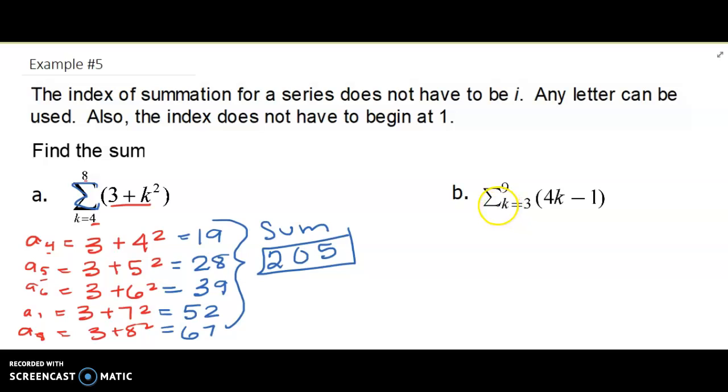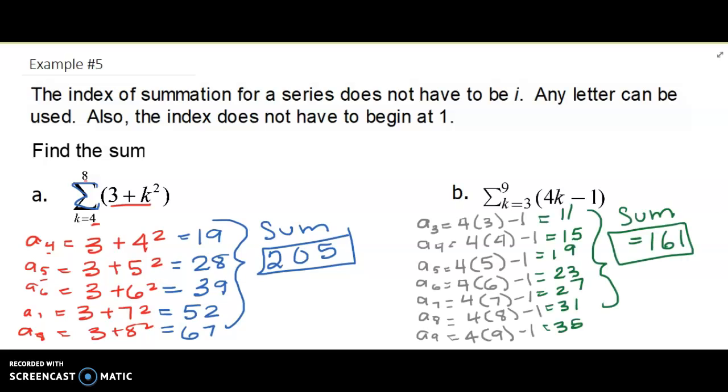Okay, so I want you to go ahead and pause this, try B on your own, and then I'll go over it. All right, this is what I got for B. Now we're going from k equals 3 to k equals 9, so I have a sub 3, 4, 5, 6, 7, 8, 9. And when I plug those in, I get 11, 15, 19, 23, 27, 31, 35. Once again, the sigma tells me I have to find the sum of all of those. So when I add all those numbers in green, I get 161.